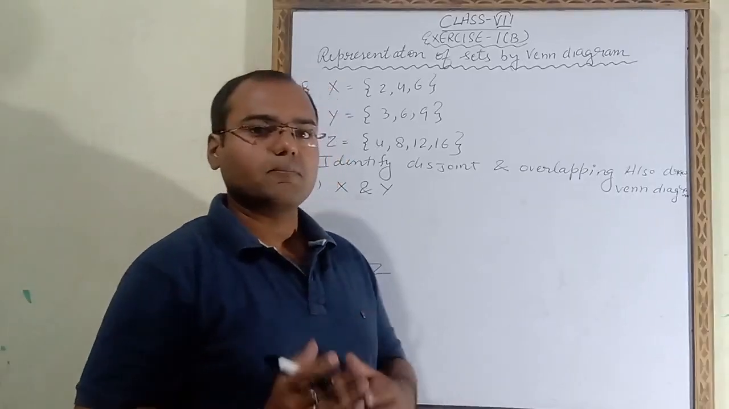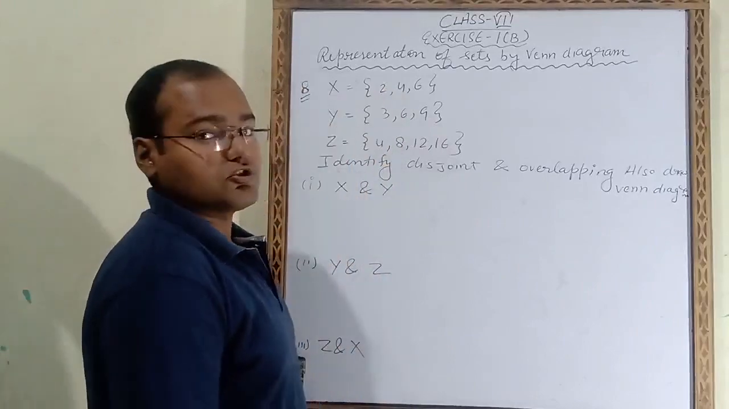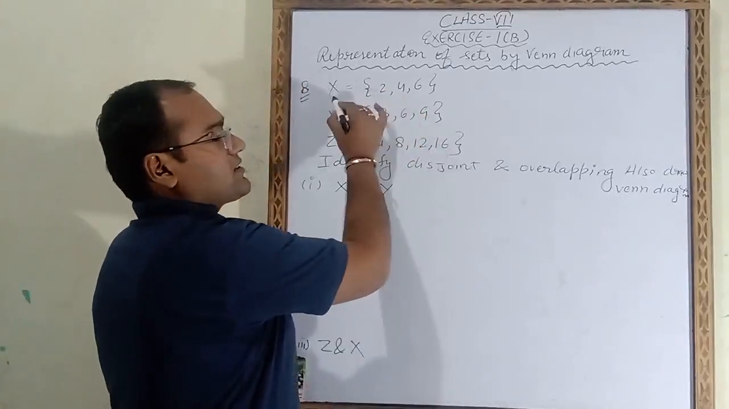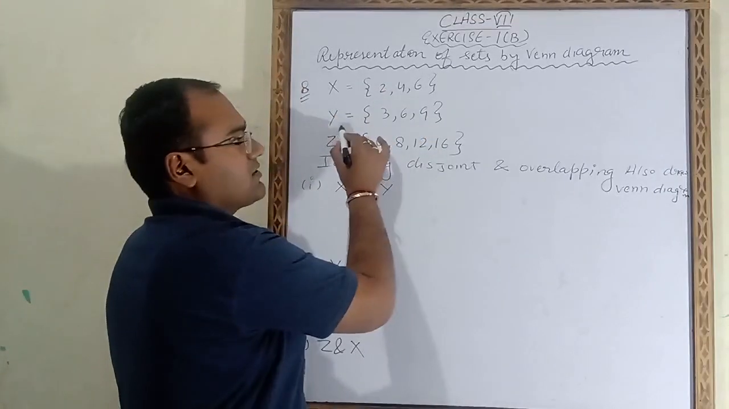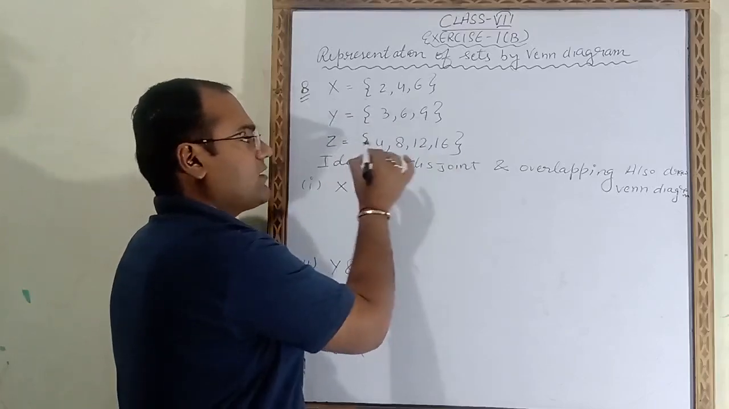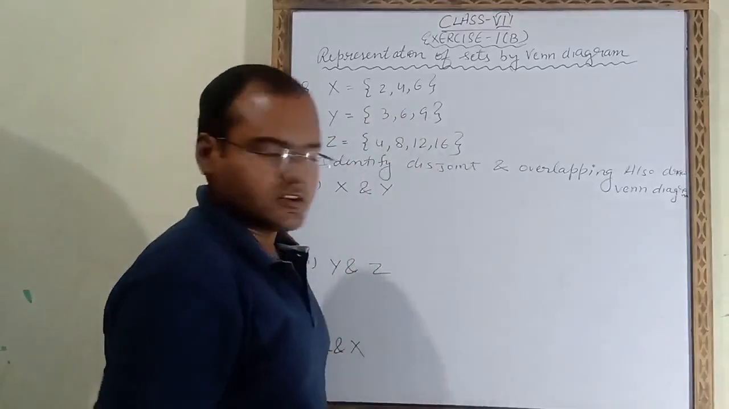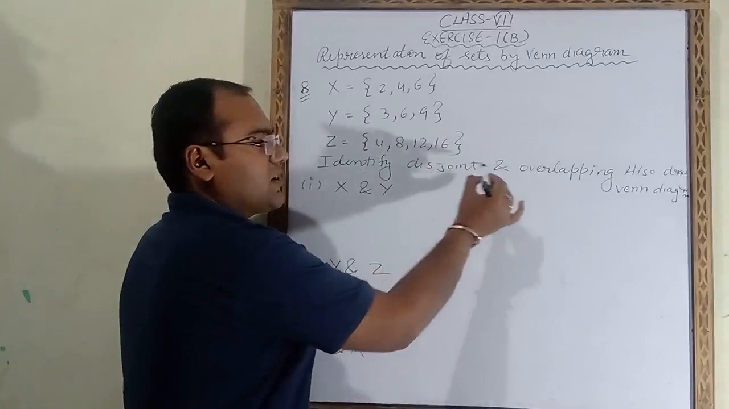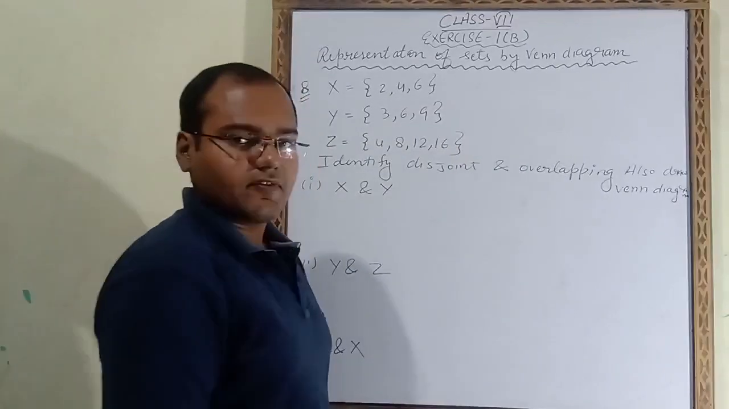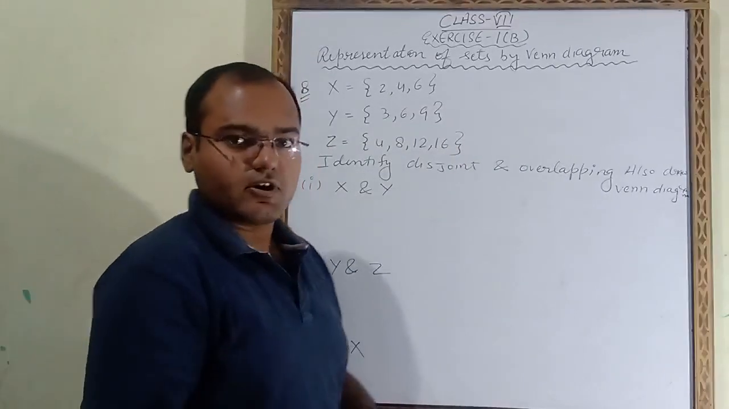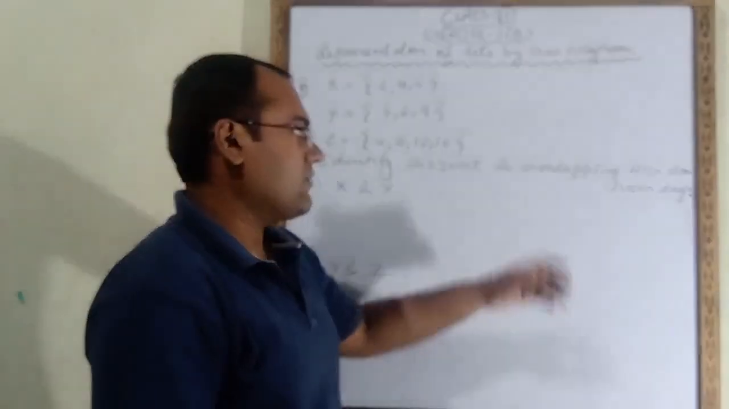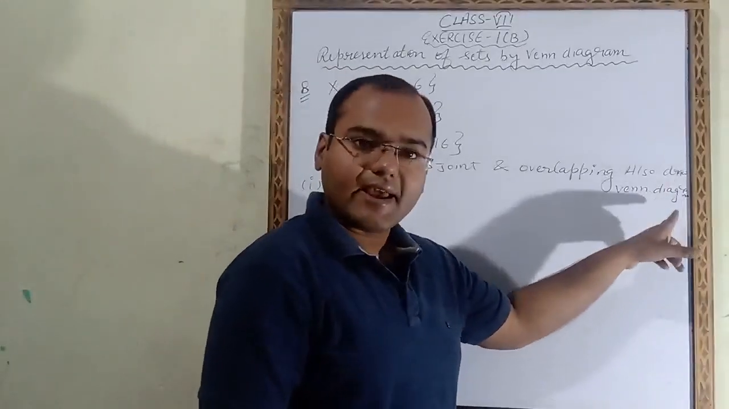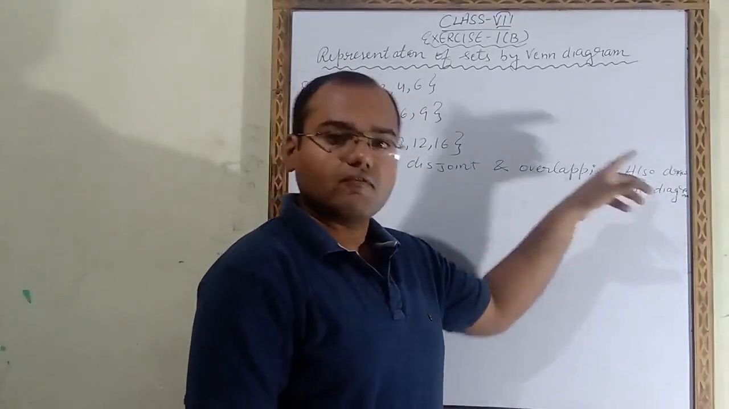Now see question number 8. In this question, set X is given: 2, 4, 6. Y is also given: 3, 6, 9. Z: 4, 8, 12 and 16. Identify disjoint and overlapping. We have to identify which sets are disjoint and which are overlapping, and we have to show them by Venn diagram also. We have to draw a Venn diagram also.